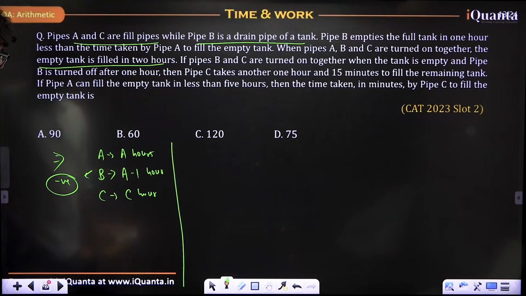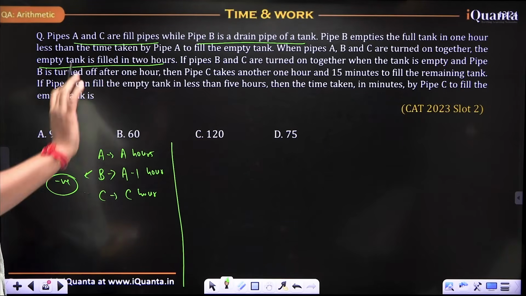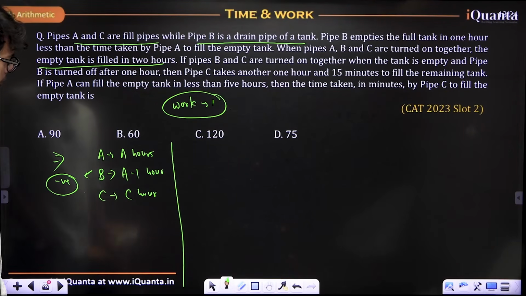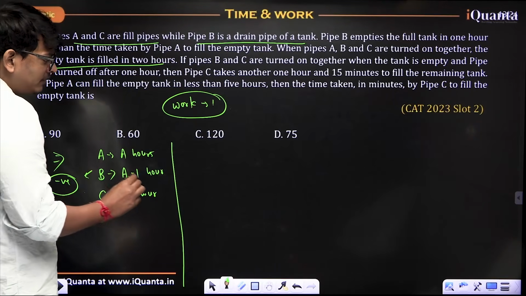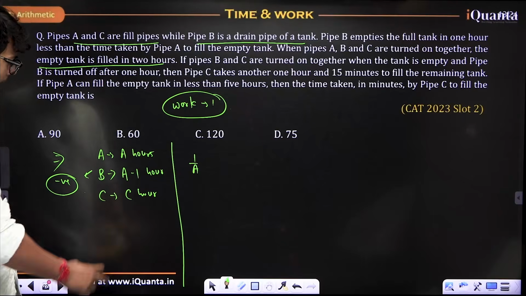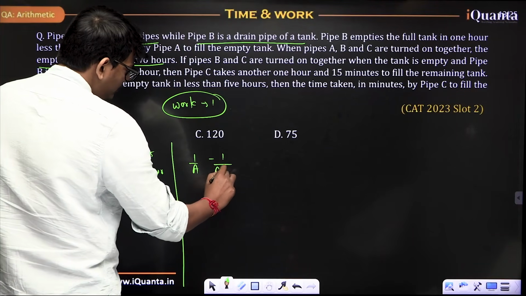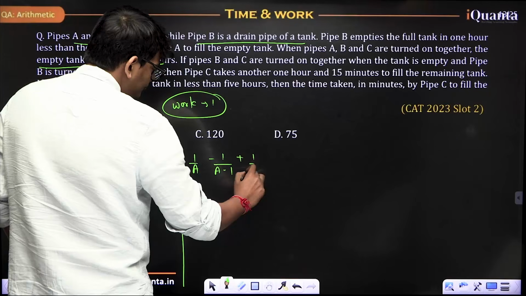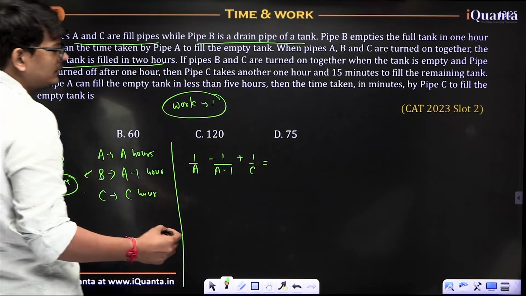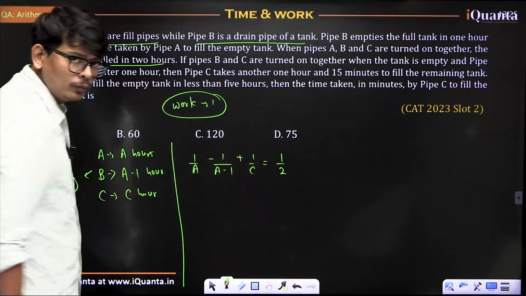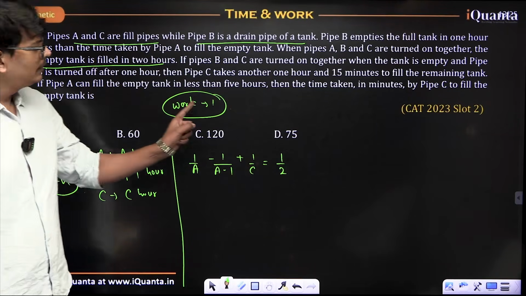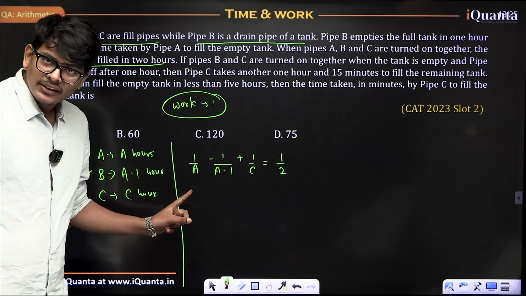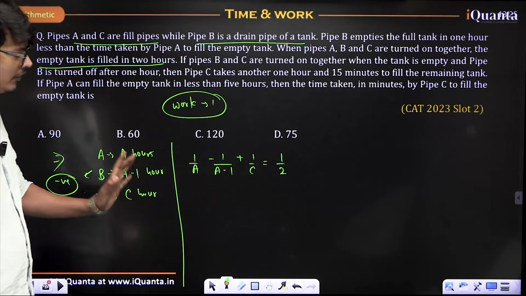So if I use the fraction method, let's say the total work is 1 unit. A efficiency will be 1 by A. B efficiency will be minus 1 by A minus 1, because it will be doing negative work. C efficiency will be 1 by C. And in 2 hours the work done is 1 unit, so in 1 hour the work done will be 1 by 2. So in 1 hour, their combined efficiency is this, and the total work done is 1 by 2. We got our first equation.